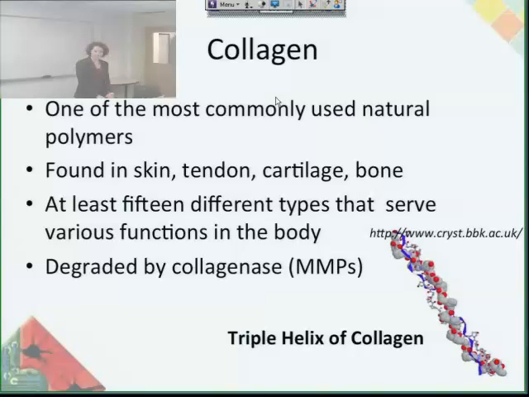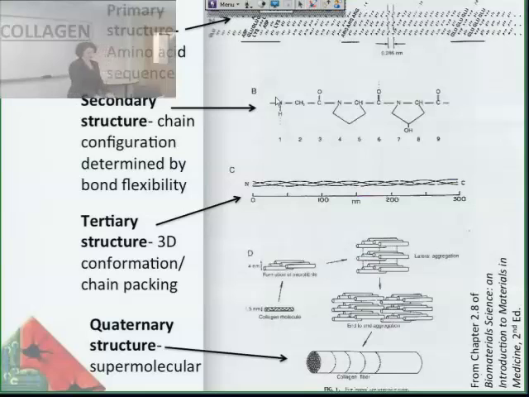They just keep discovering different types of collagen that exist physiologically. So right now there's at least 15 different types. And they're degraded by collagenase and by other matrix metalloproteases. All collagens share the triple helix configuration, which is important for its structure. And their structure is really important for their properties, from the primary level to the quaternary level. So I think it's helpful to start from there.